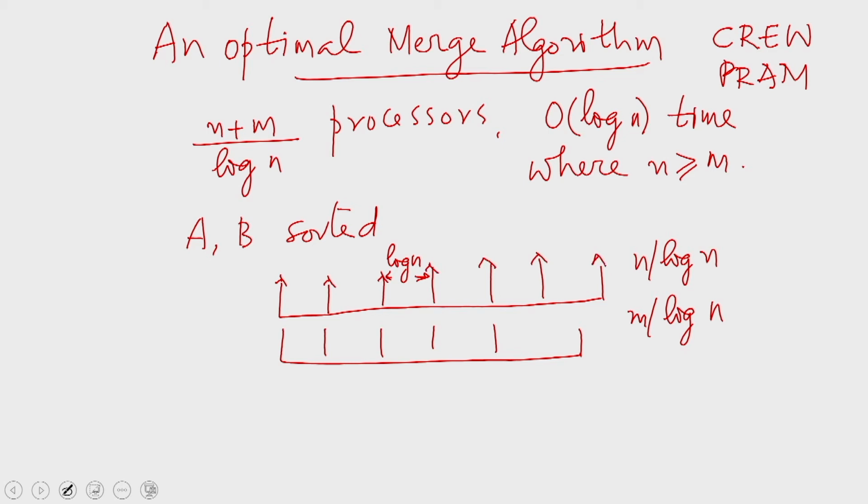We select this element out of each array. These elements which occupy the first position of a segment are called the leaders. So, we have n plus m divided by log n leaders. The number of leaders is exactly equal to the number of processors we have. Let us say A prime is the array of leaders from A.